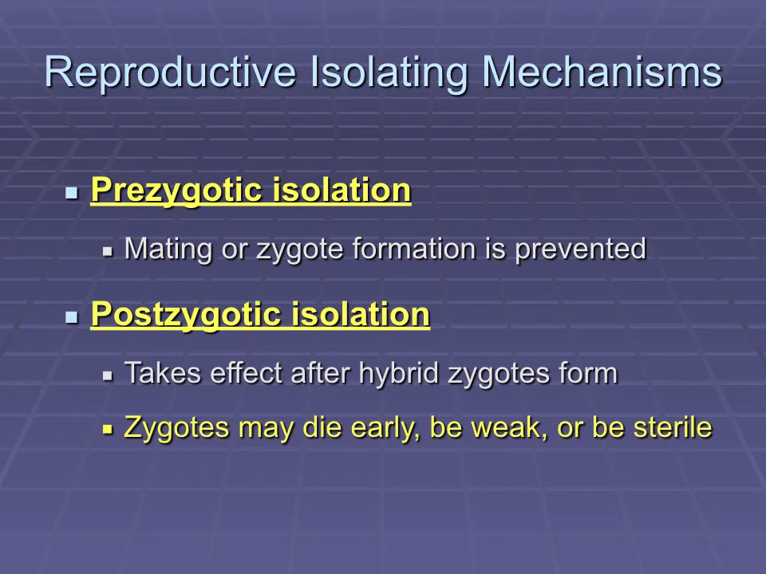Reproductive isolation mechanisms. So prezygotic, mating or zygotic formation is prevented. Basically their reproductive organs don't align, or their gametes are so different that they do not come together. Postzygotic would take place after the hybrid zygotes form. Zygotes may die early, may be weak or sterile. This would be the example of the mule. That would be a postzygotic isolation.